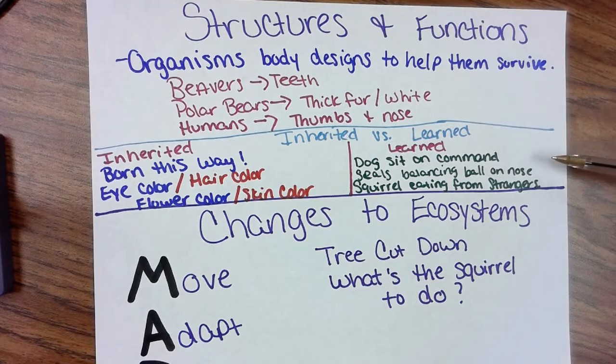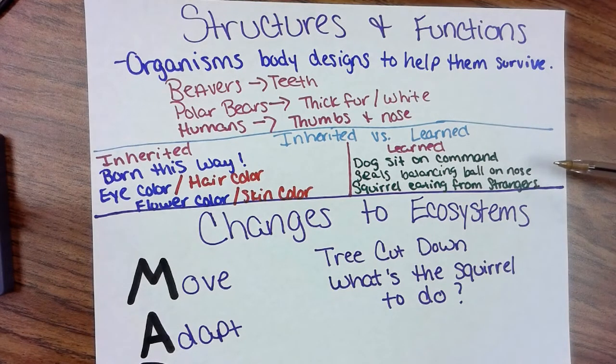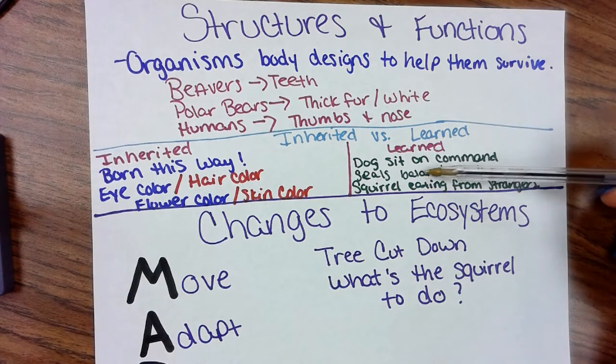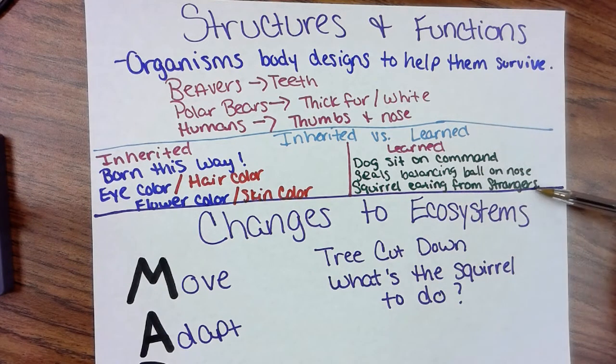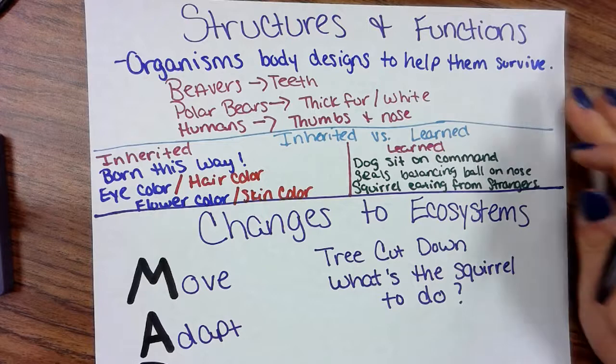Seals balancing balls on their nose. Do seals get the choice when they're born if they have, I don't know, weird feeling skin? No, they don't get that. But can they learn how to balance a ball on their nose? Yes. All right. And then squirrels eating from strangers. Again, that's a learned trait. The fact that he eats acorns, not so much a learned thing. That's more inherited. Okay. Because I'm sure he would like to maybe chew on some other things besides just acorns. It's kind of boring.